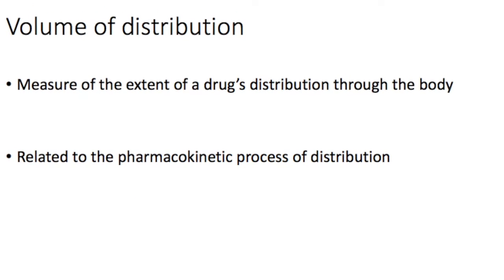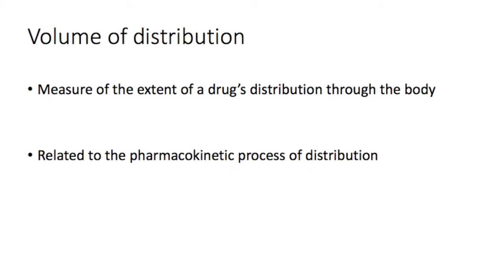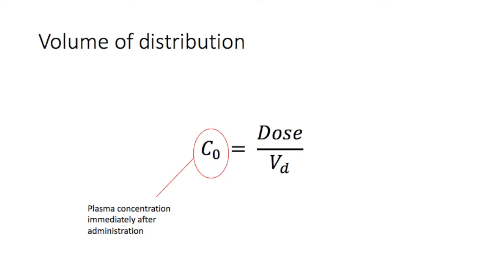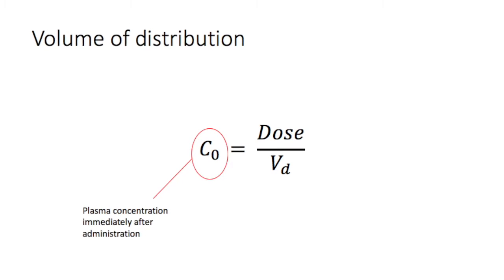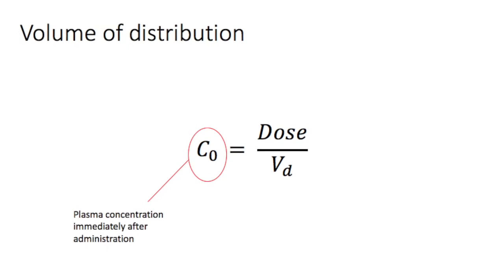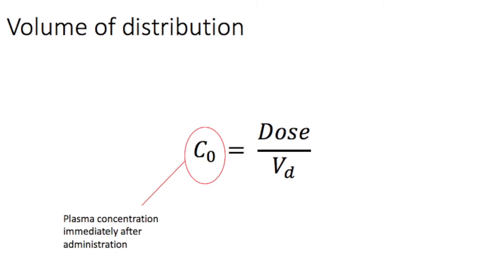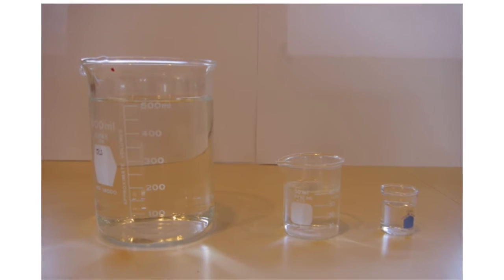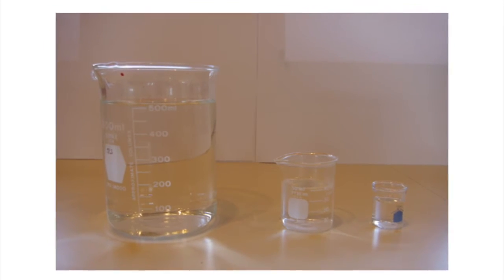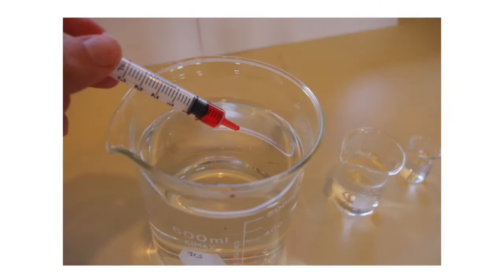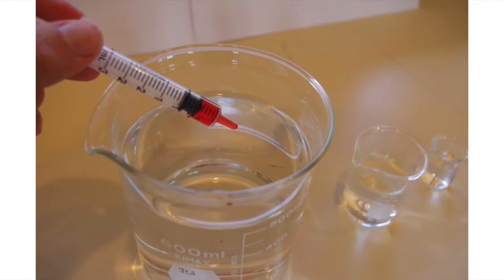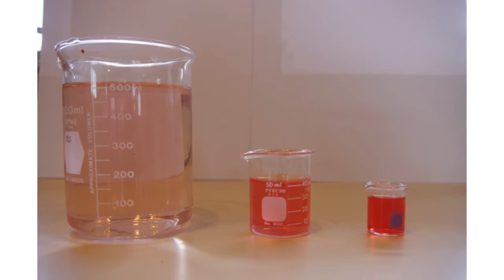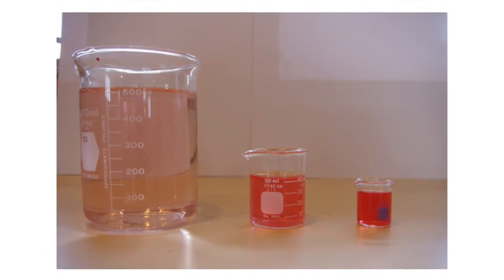The volume of distribution is a measure of the extent of a drug's distribution through the body. Mathematically, it can be considered the constant that relates dose to the initial plasma concentration resulting from intravenous drug administration. Conceptually, the volume of distribution is a hypothetical volume of fluid through which a drug distributes.